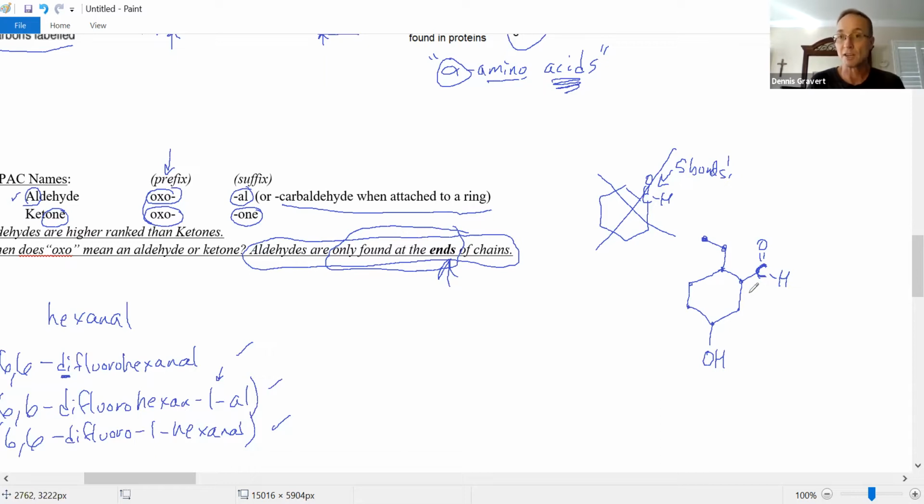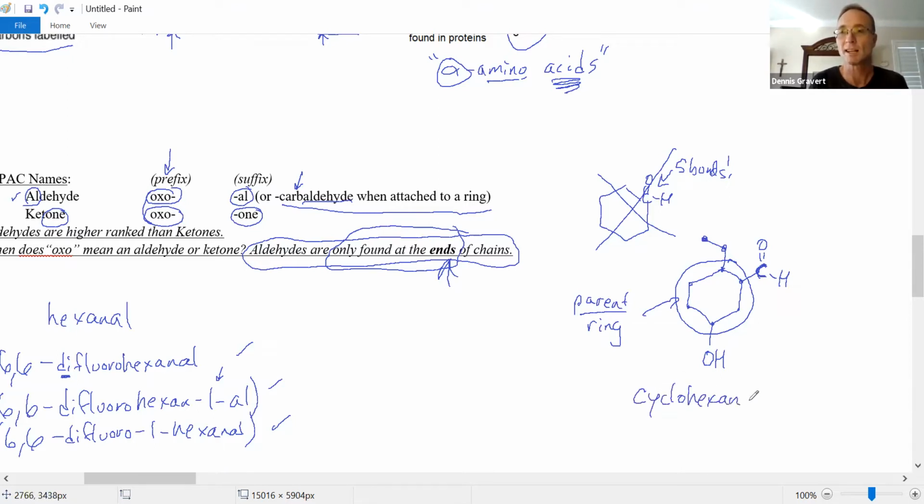If an aldehyde appears on a ring, as it does here, we're going to switch to a new suffix. There's a carbon that's not part of the ring. It's holding an aldehyde group. So let's use that suffix. Okay, in that case, the parent becomes the ring. So that's your ring. That's the parent. And that's the key. So the ring is called cyclohexane.